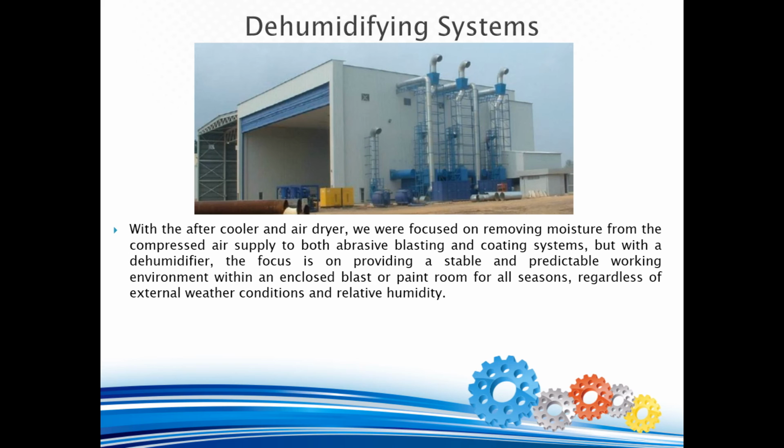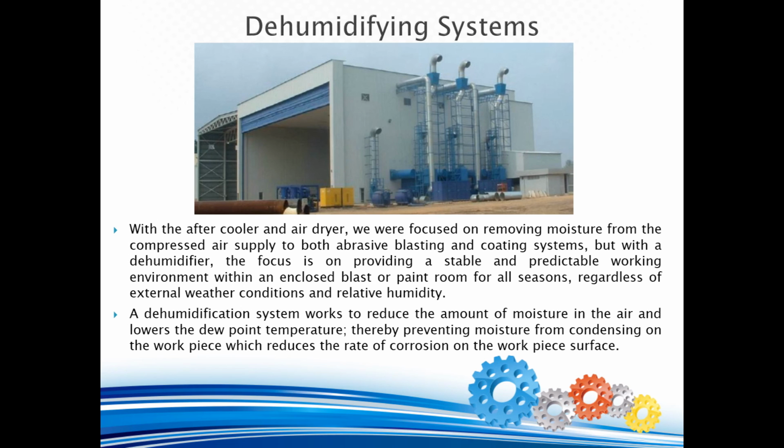However, this is only around 50% efficient and also not practical to heat the area in some climates, while still maintaining overall comfort for the operators. A third and proven method is to use a dehumidification system for the blast and/or paint room. A dehumidification system works to reduce the amount of moisture in the air and lowers the dew point temperature, thereby preventing moisture from condensing on the workpiece and reducing the rate of corrosion on the workpiece surface.